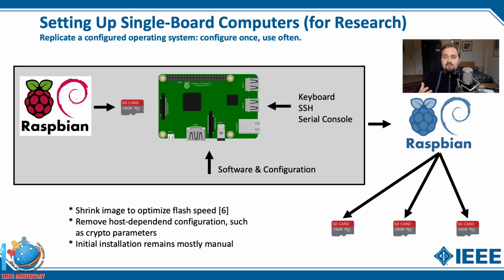Then, a second alternative, and I'm sure you've done this before, is to do this exact process, but then after you set up your initial device, you retrieve from the one SD card you have a golden master image. And this is then on your workstation, and you can replicate it to more SD cards. You can even shrink the image to optimize for flash speeds, and mainly you have to remove some host-dependent configuration, such as the host name that was configured or SSH keys that were set up initially. But the initial installation remains mostly manual, so you do this boot up process, which was done before on all the devices, on one device, and then retrieve the image.